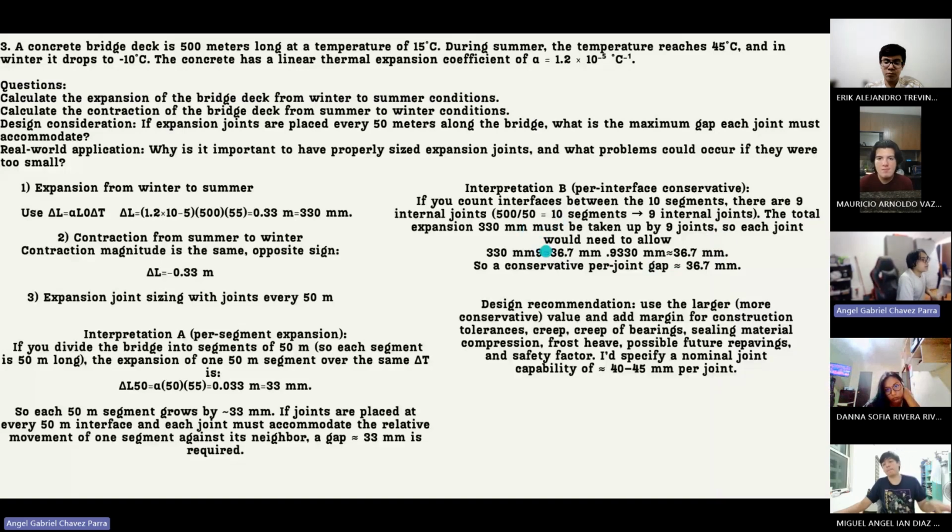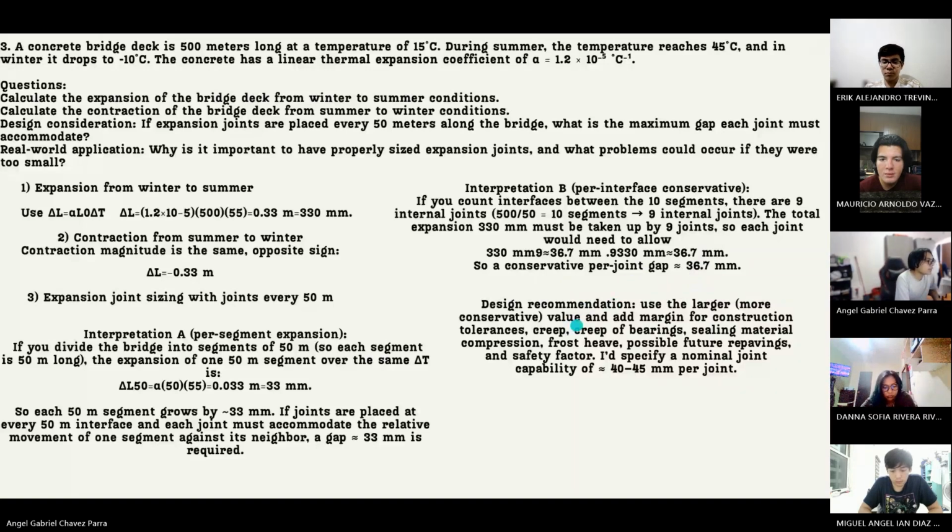500 meters divided by 50 meters gives 10 segments, so there are 9 internal joints. The total expansion of 330 mm must be taken by 9 joints, so each joint will need 330 divided by 9, which is 36.67 mm. So a conservative per joint gap is 36.7 mm.